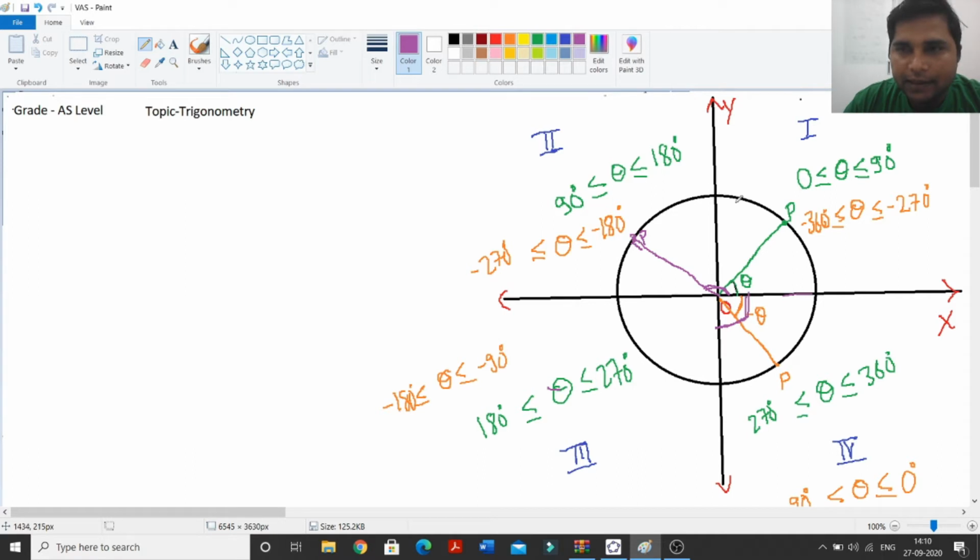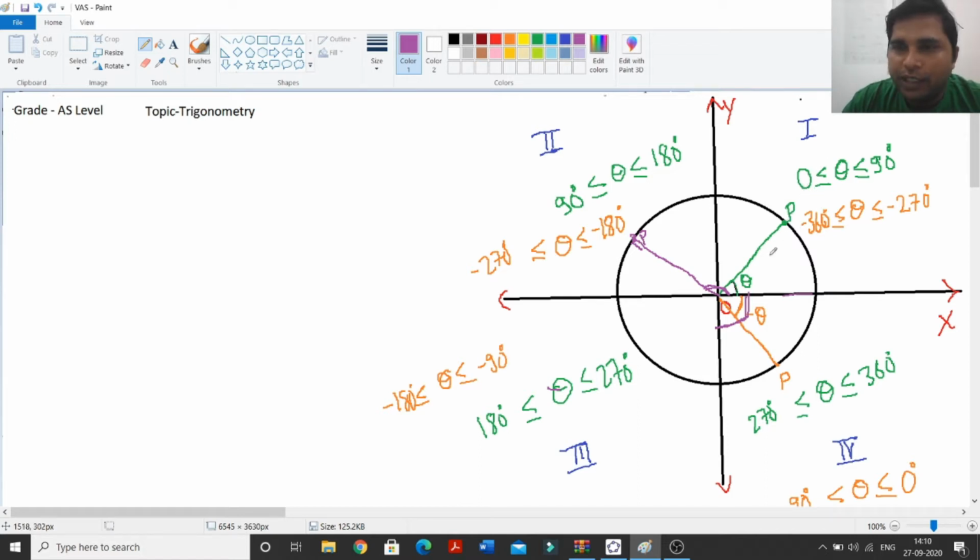It divides the whole coordinate plane into four parts. These are quadrants. So first quadrant, second quadrant, and here this one is the third quadrant, and here is the fourth quadrant. Let's discuss the angles in the quadrants.